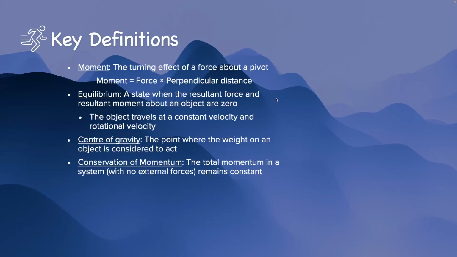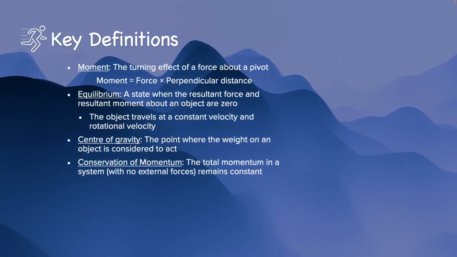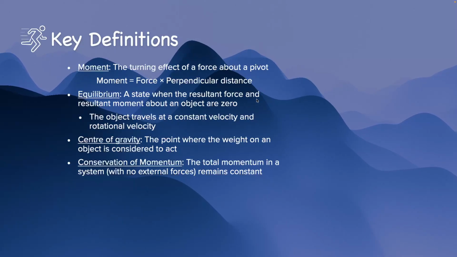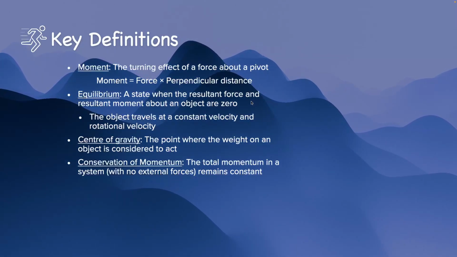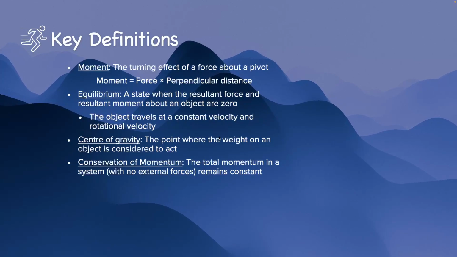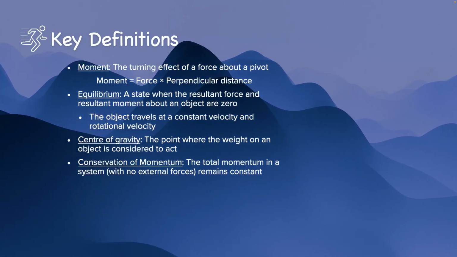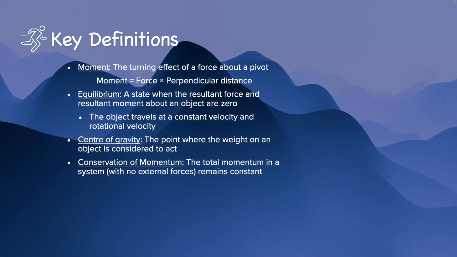That's when the object is in equilibrium. And it is also said that at the equilibrium, the net force and the net moment, that is the resultant force and moment, those two values will always be 0. And you can use that to calculate missing forces, for example. The center of gravity of an object is the point where the weight of an object is considered to act.